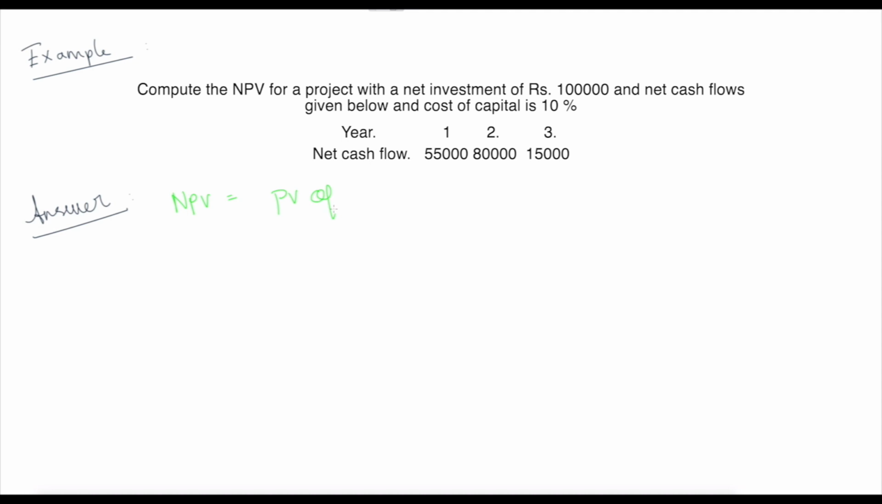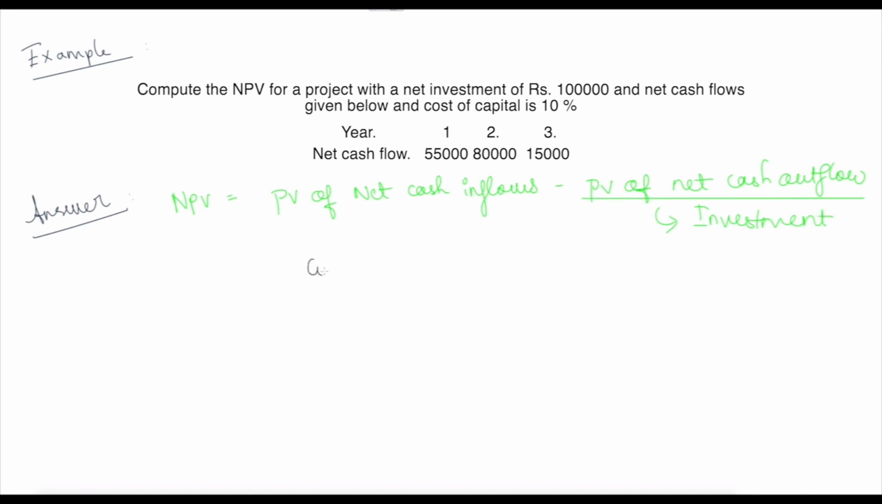So net present value is equal to present value of net cash inflows, which is your benefit, minus present value of net cash outflow, which is your cost. Most of the time, the net cash outflow is going to be your investment. Depending upon the difficulty level of the sums, there may be more net cash outflows. Apart from this, mostly your investment alone will be your net cash outflow. So let us see the steps, guys.